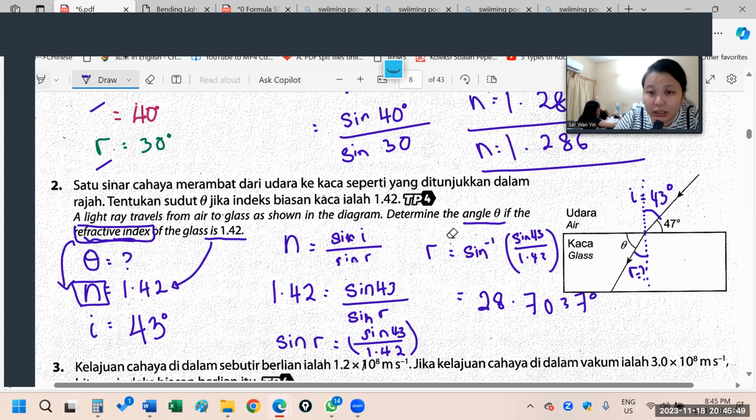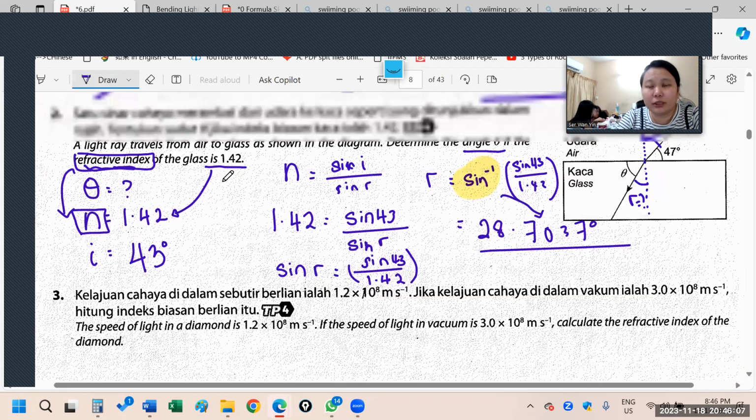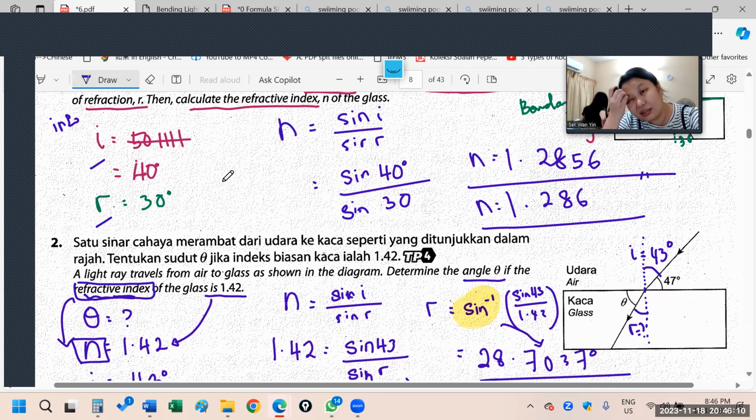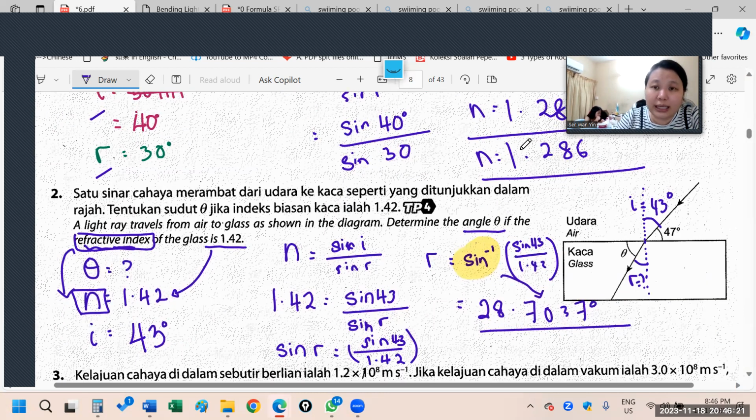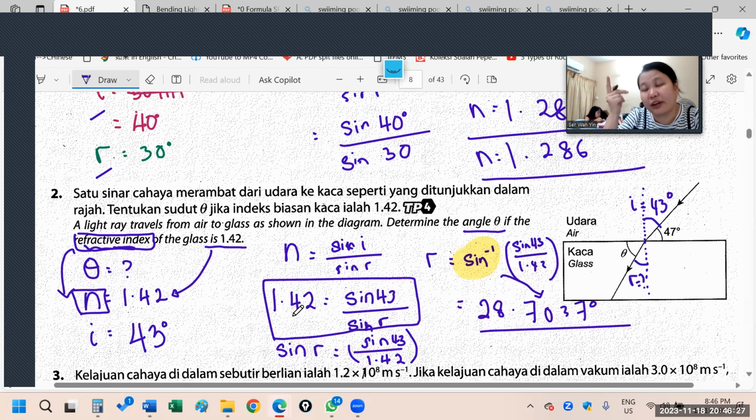So actually, shift sine means you will get back the degrees. Shift sine will get back how many degrees? Okay. So now, if you have no idea, always start with the formula. Then see, this is a reverse operation. Normally we get n, but now n is already given, so we find back. So this is our answer, right?